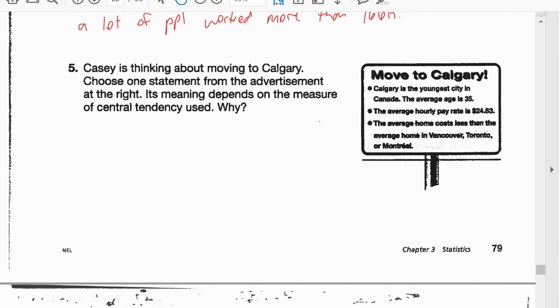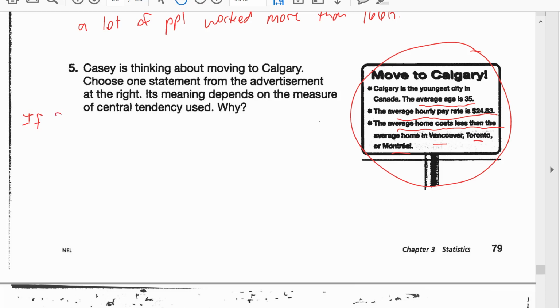And then the last one, we have Casey. Casey's thinking about moving to Calgary. Choose one statement from the advertisement at the right. Its meaning depends on the measure of central tendency used. Why? So it says, move to Calgary. It is the youngest city in Canada. The average age is 35. Average hourly pay is 24. Average home cost is less than Vancouver, Toronto, and Montreal. So we're talking about medians, modes, means. So let's look at the first one.